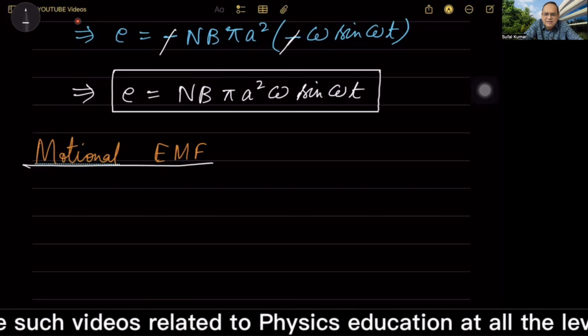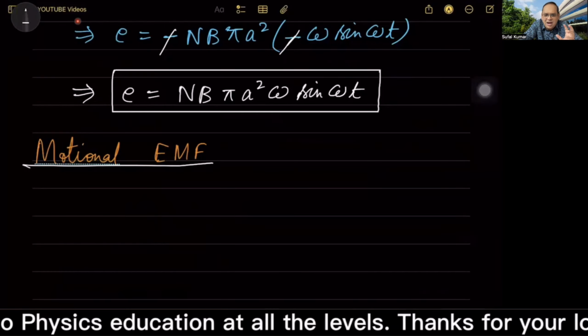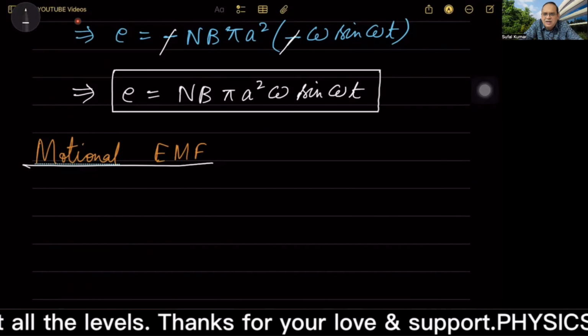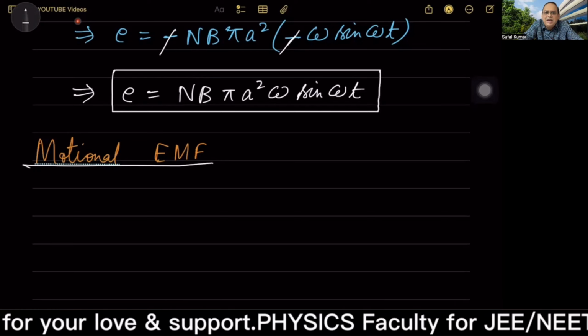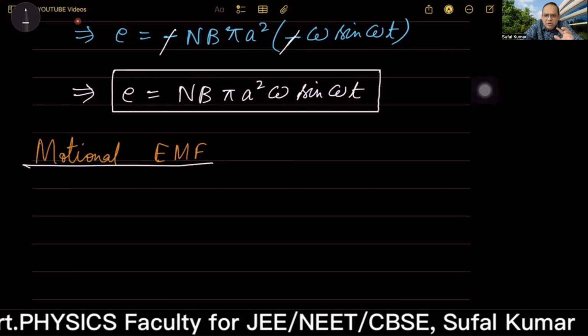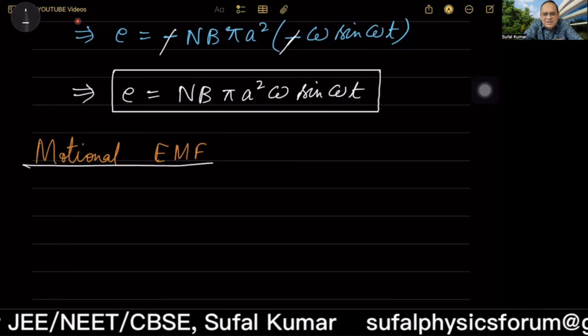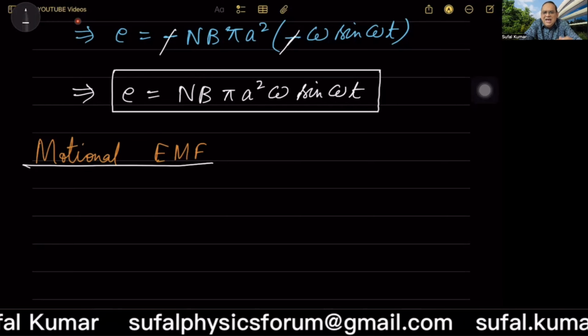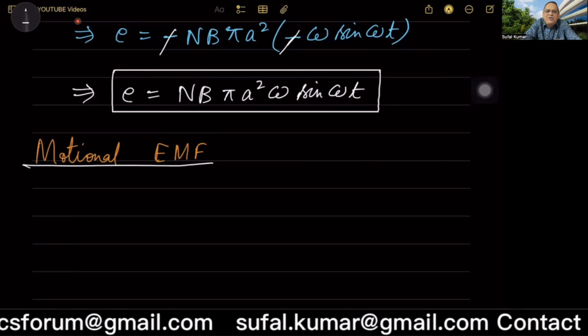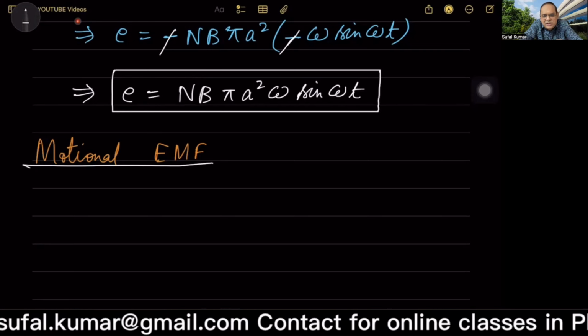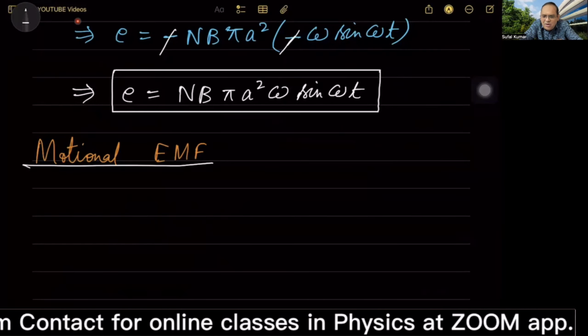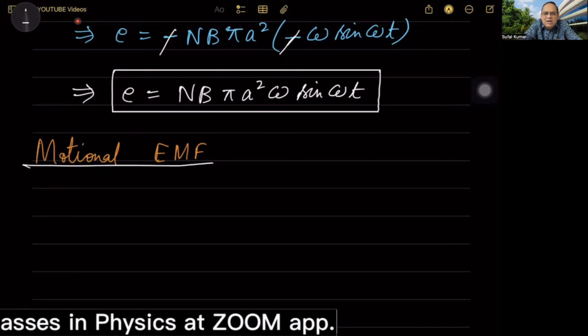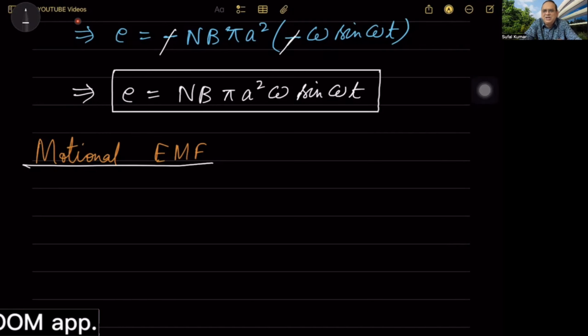a straight conductor. That means in the current situation, the straight conductor will be moved with velocity v, such that magnetic field B, length L of the rod, and v, velocity of the rod, should be mutually perpendicular. Then only motional EMF will be appearing. Otherwise, there won't be any motional EMF, right?